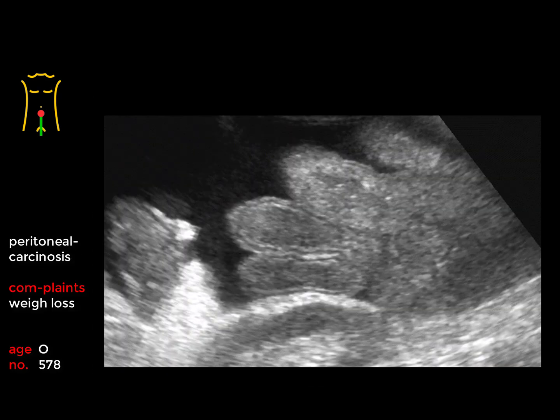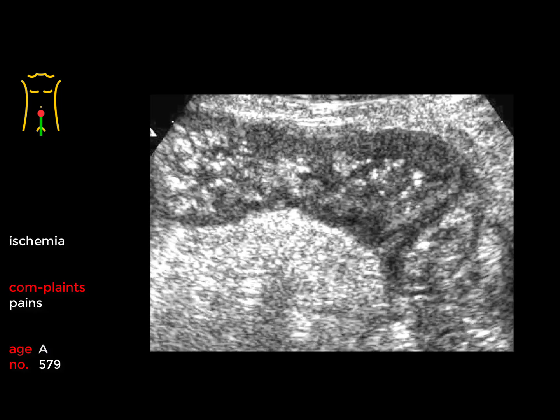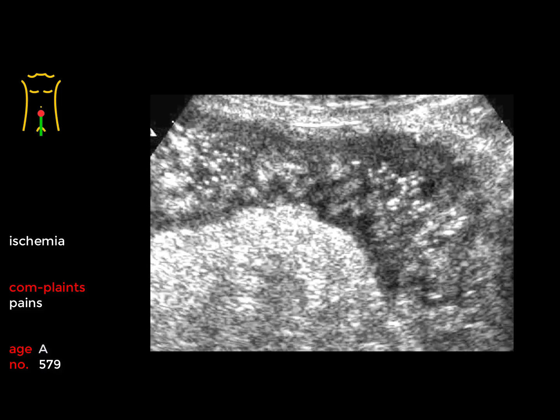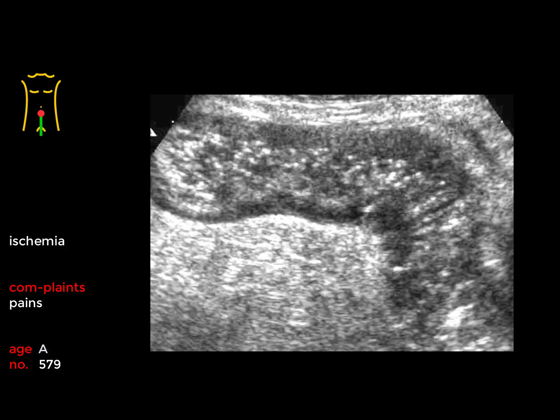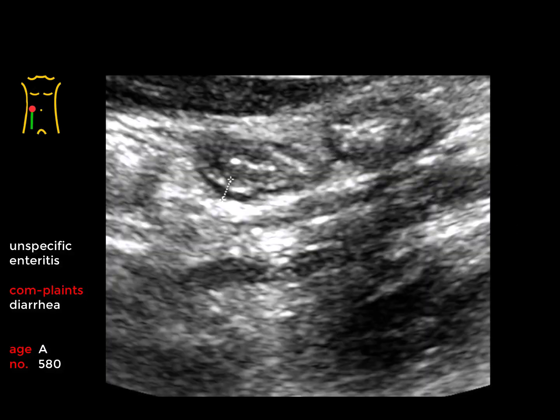Ascites here in case 578 probably is of a malignant origin. Please note peritoneal nodularity. In case 579, it is again an ischemic cause in a heavy smoker leading to intestinal ischemia with a somewhat monomorphous answer of thickening of the wall layers. And non-specific enteritis, like here in case 580, always must be taken into consideration.